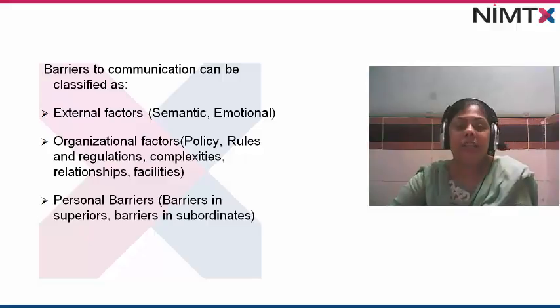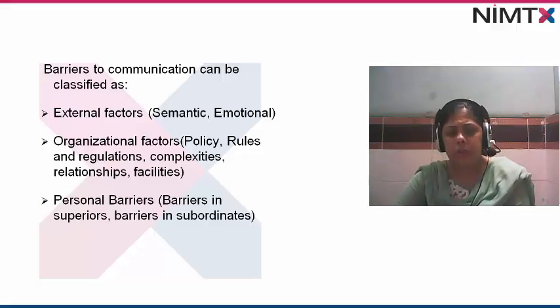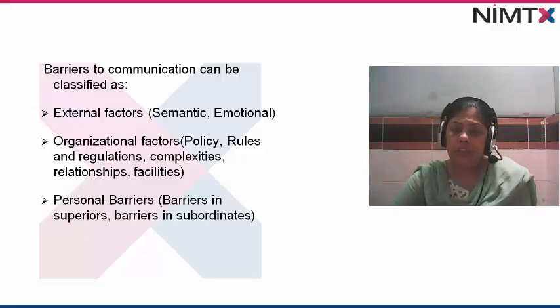Barriers to communication can be classified as external factors. These are some of the things that stop effective communication. External factors such as semantic and emotional. By semantic, we understand something which is linguistic, which has a language problem. For example, you're speaking to a French person and you're speaking in English while they speak their national language. They do not have a good vocabulary in English. So if you speak to them in English, would they understand? Probably they might, but would the communication be effective? I don't think so. So this is what semantic might mean. It might be a language problem.